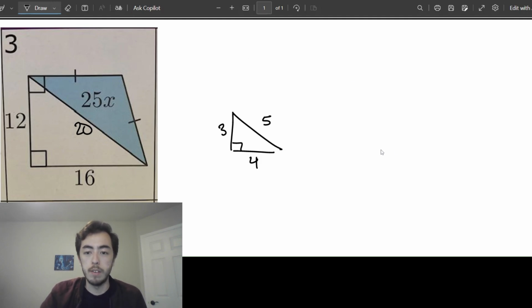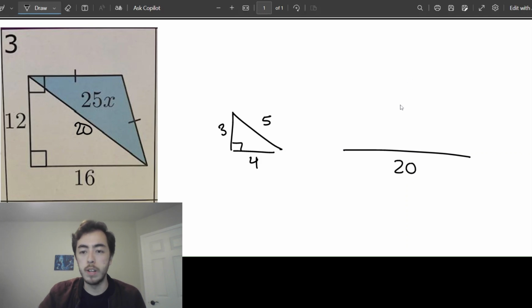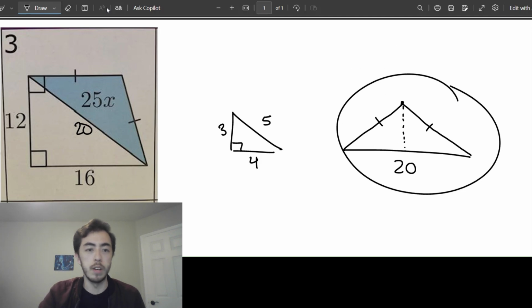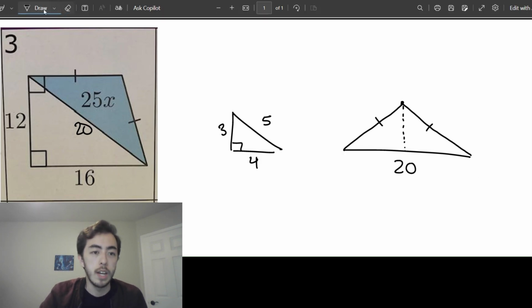So now that we have some information about that blue triangle, I'm going to redraw it, and I'll make 20 that base. So now I have 20 as a base. These two sides are equal, and it would be really convenient to have this height right here, because if I did, I could just do 1/2 base times height and get the area of the whole triangle. And I think I could use the angles to find the height.